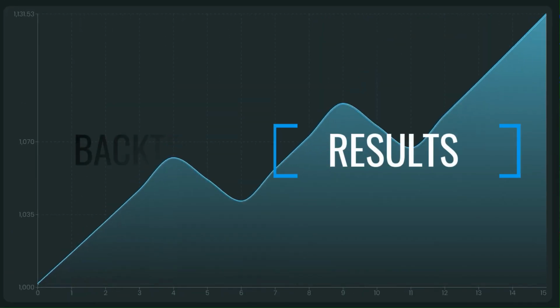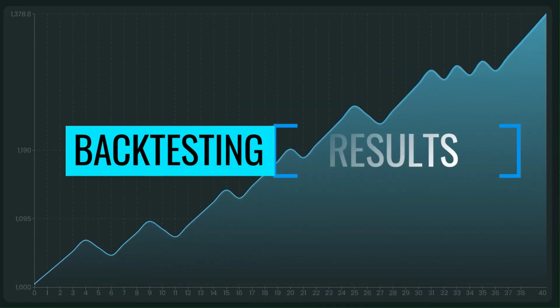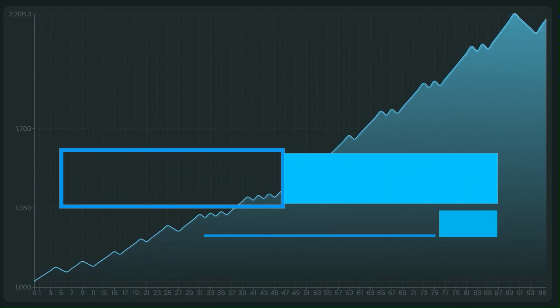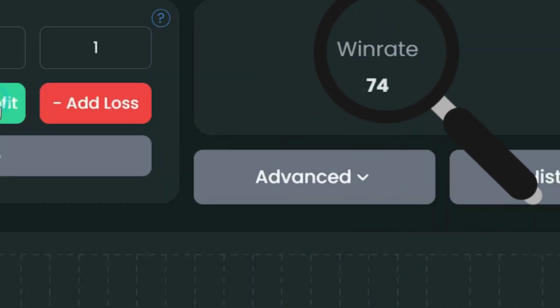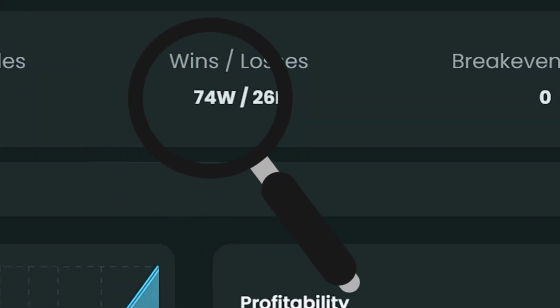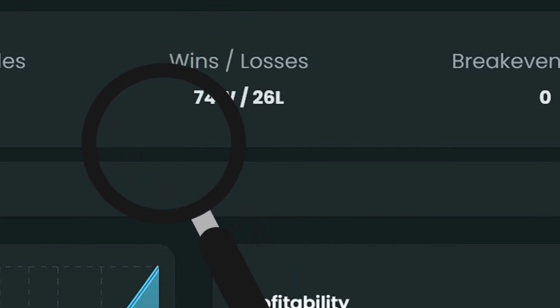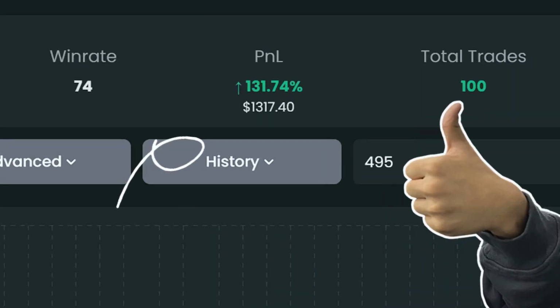Alright, now let's check out the backtesting results for this strategy. We tested over 100 trades on the Ethereum 5-minute chart and the win rate turned out to be a solid 74%. That means we won 74 out of 100 trades. Not bad at all. On top of that, we managed to score some impressive profits, totaling 131%.